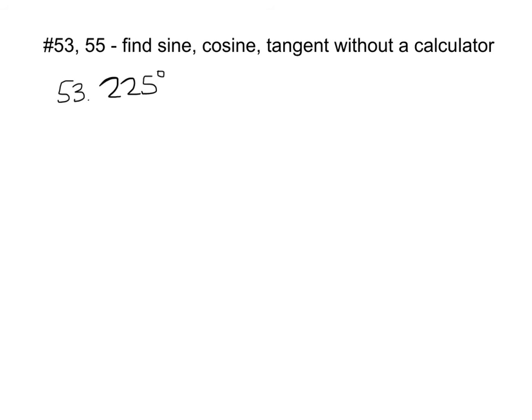All right, so for 53 and 55, we finally get to the whole point of this section. Can we use what we know about reference angles, about locations of quadrants, to find sine, cosine, and tangent of any bigger angle without a calculator? Okay, so first I have 225 degrees. Think about where 225 is located. So we know 180 is our semicircle, and then 45 more degrees gets me the 225. So 225 is this right there.